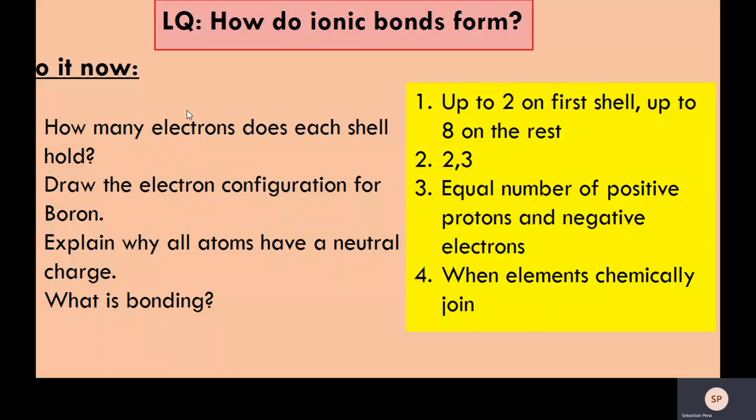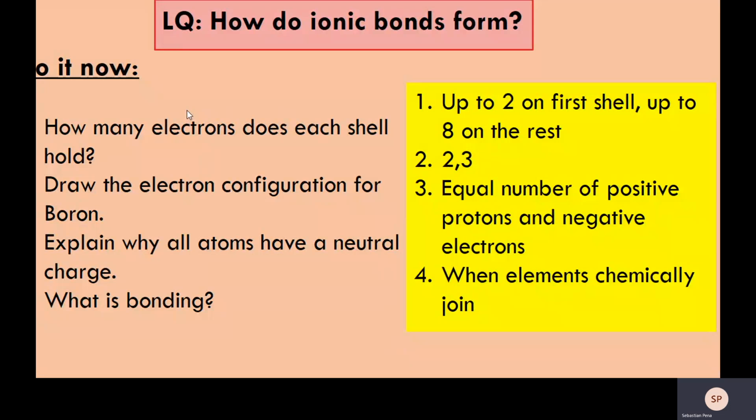Explain why all atoms have a neutral charge. This is because they have an equal number of positive protons and negatively charged electrons. So protons have a positive charge, electrons have a negative charge, and so these level themselves out in the periodic table. However, that can change. We'll talk about that in a moment.